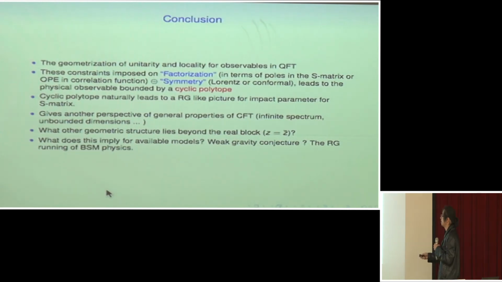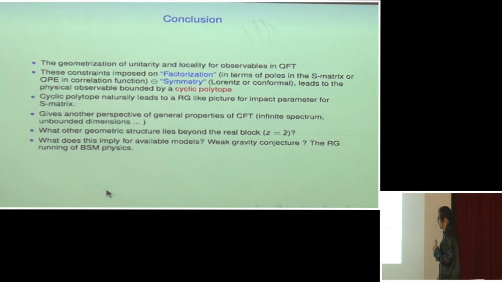This cyclic polytope is also very special, and it naturally leads to an RG-like picture, where the RG is now running along an impact parameter space. This is the part that I haven't talked about, but let me skip it. And of course, the natural question is how do you extend this? There are a lot of directions you can extend. For example, what is the geometric structure that lies in these conformal blocks when you're moving away from this one-dimensional subspace?